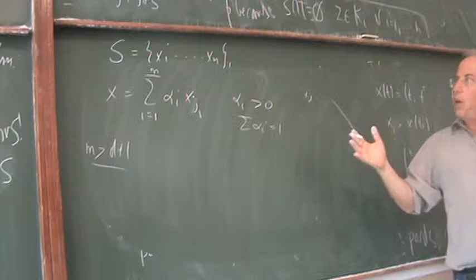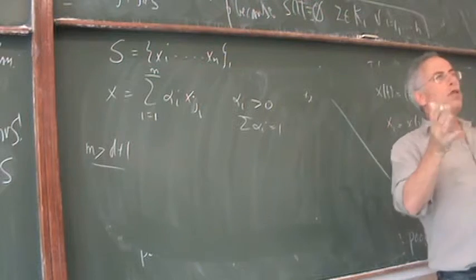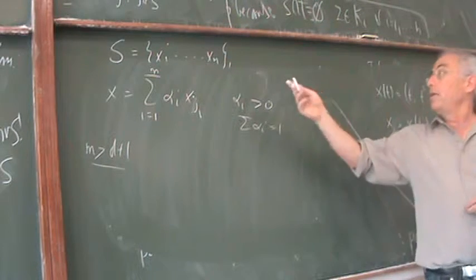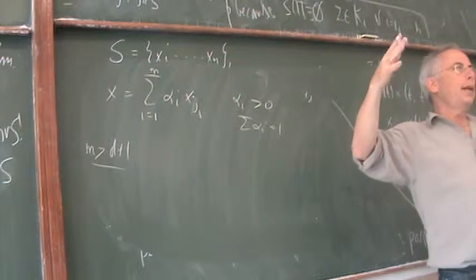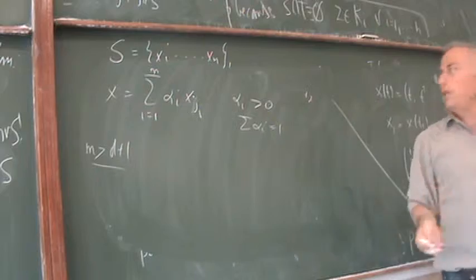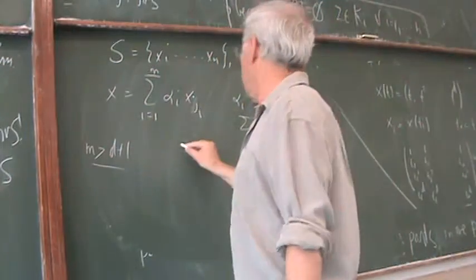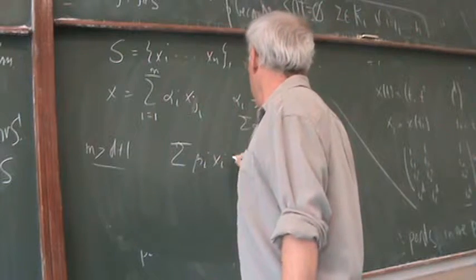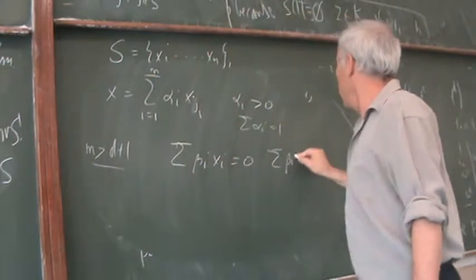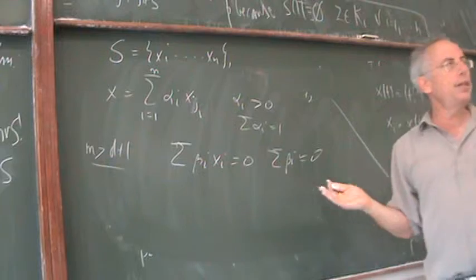Okay, so we have a convex combination. What I want to say is, if a convex combination involves more than d plus 1 points, I can reduce one of the points. How do I do this? I look at the affine dependency. So if m is bigger than d plus 1, there is some sum of beta i xi which is 0, and the sum of beta i is 0. This is an affine dependency as before.